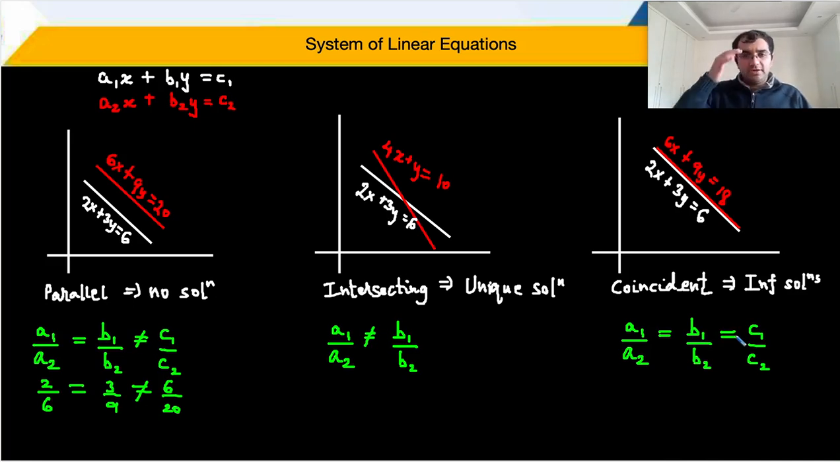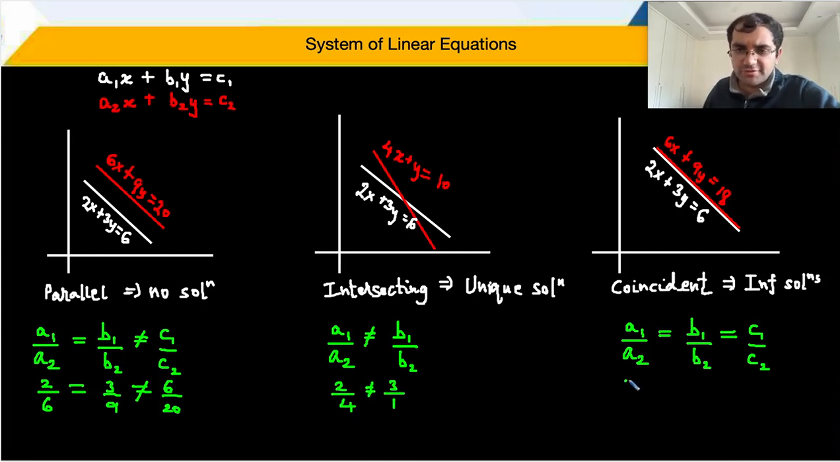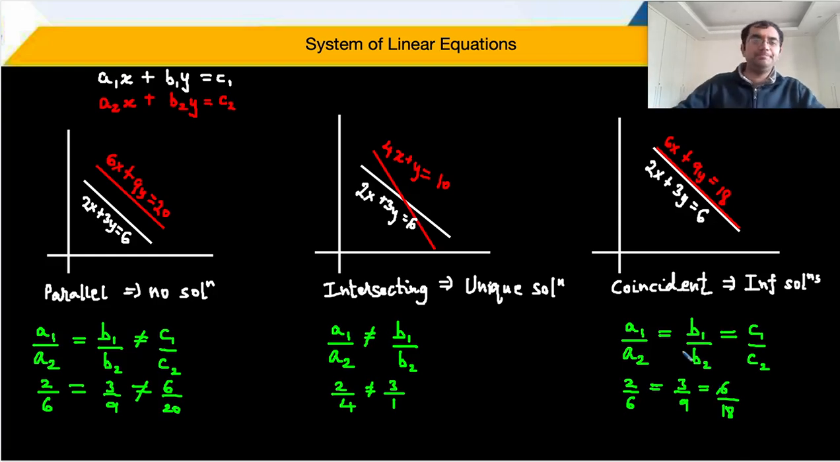So you have the orientation of a system of equations, and then you have the condition under which you can check the category in which it lies. For example, over here 2 upon 4 and 3 upon 1, they are not equal to each other. Whereas over here 2 upon 6, 3 upon 9 and 6 upon 18, all of them are 1 by 3. All of them are the same. All of them are same. All right, that's it.